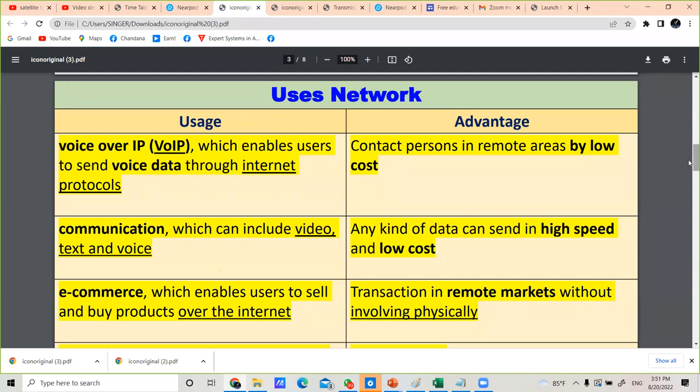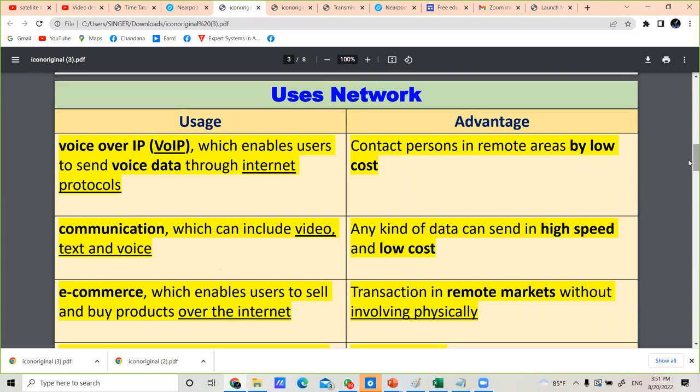Right. Then another usage is e-commerce. E-commerce, as I explained earlier in one part, is doing business through the internet. You can sell your items, and customers can purchase those particular items through the internet. Right? We will learn more details about e-commerce. We have a separate chapter to discuss e-commerce also.